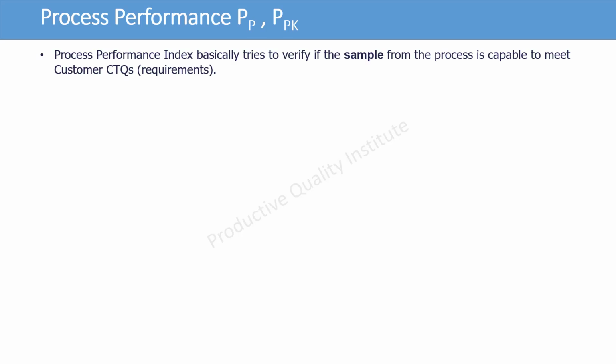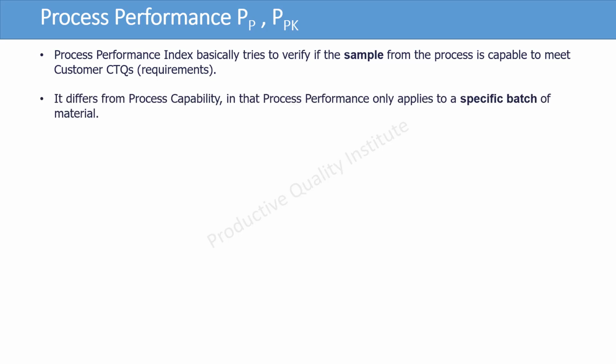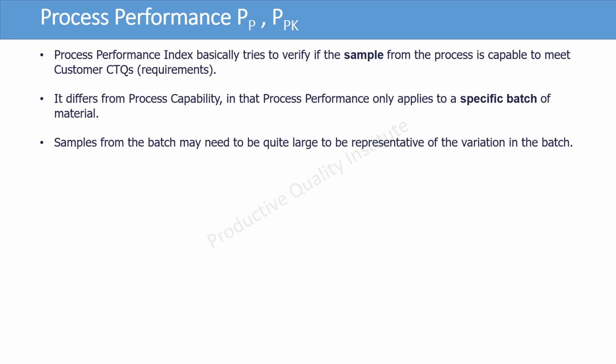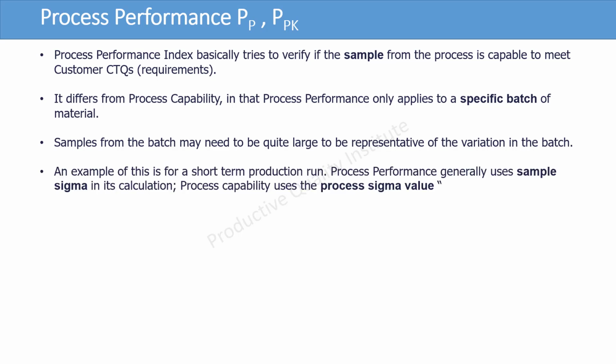Process Performance Index basically tries to verify if the sample from the process is capable of meeting customer CTQ requirements. It differs from process capability in that process performance only applies to a specific batch of material. Samples from the batch may need to be quite large to be representative of the variation in the batch. An example of this is a short-term production run. Process performance generally uses sample sigma in its calculation. Process capability uses the process sigma value.